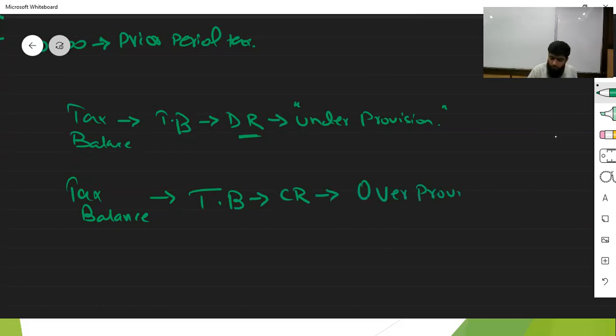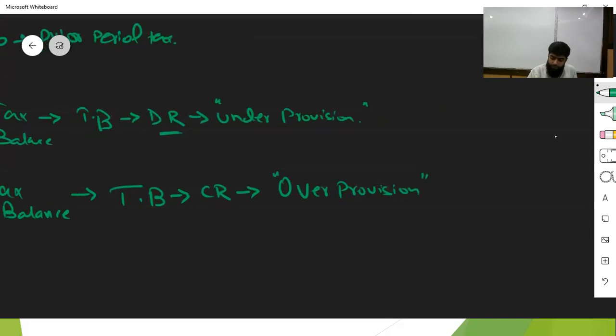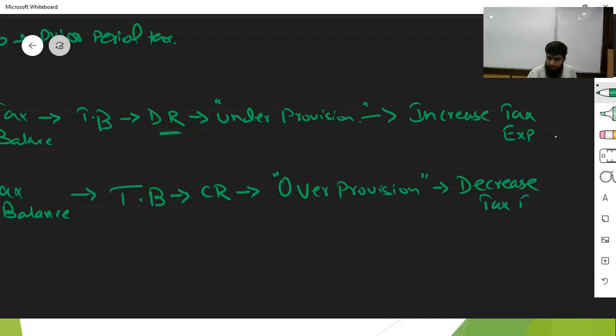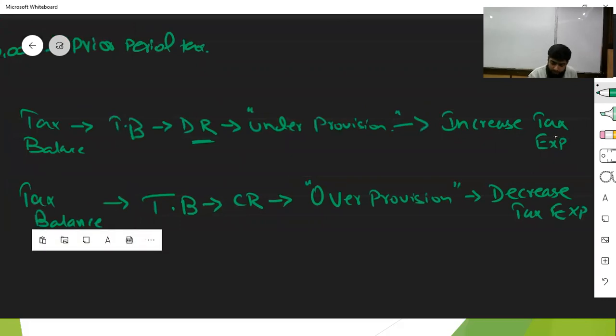And what does it mean? Over provision means you have recorded excess tax in the previous year. What does under provision mean? You have recorded lower tax in the previous year. So if you have an under provision, you need to increase the tax expense for the current year. But if it is an over provision, you need to decrease the tax expense, as you have recorded more expense in the last year. So that is the basic concept of a prior period tax.